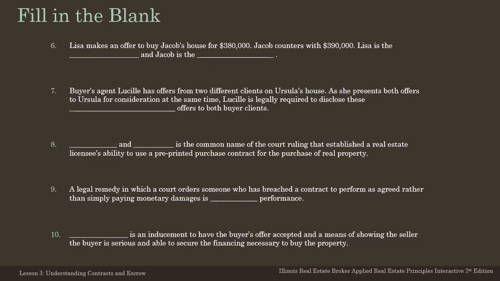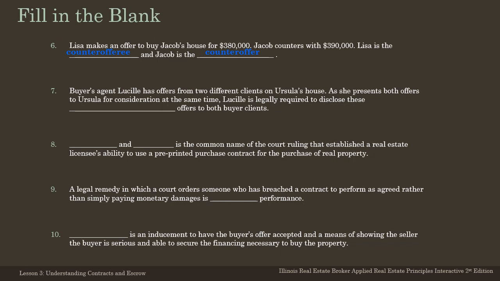Lisa makes an offer to buy Jacob's house for $380. Jacob counters with $390. So Lisa is making the offer, and Jacob is countering. When Jacob counters, he's making the counteroffer, so he's the counterofferor, and Lisa is receiving that counteroffer, so she's called the counterofferee.